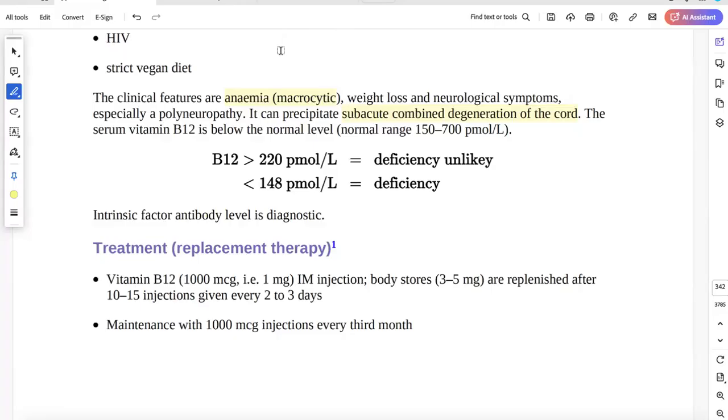And the combined degeneration can come with ataxia, it can come with change in the sensation and all other things. They can get all the features of upper motor neuron type of palsy.